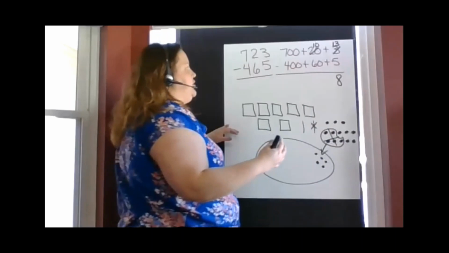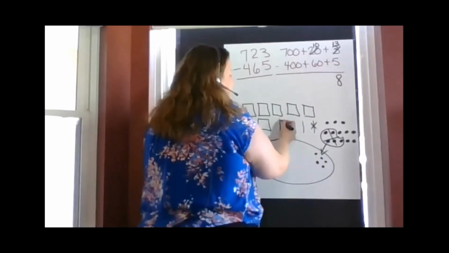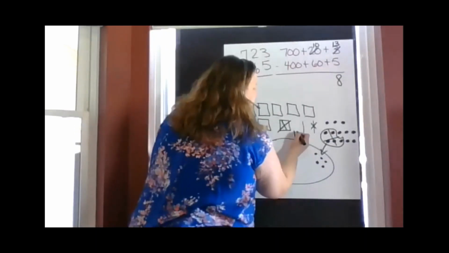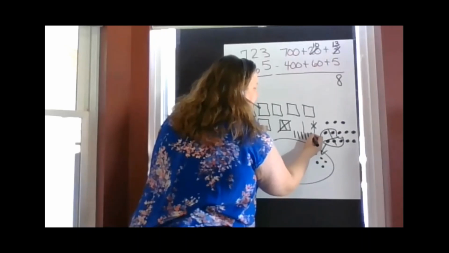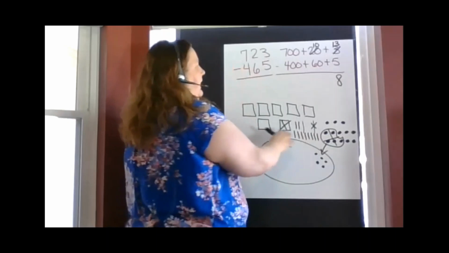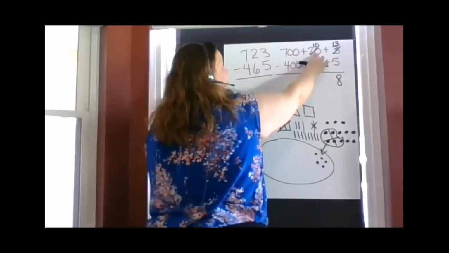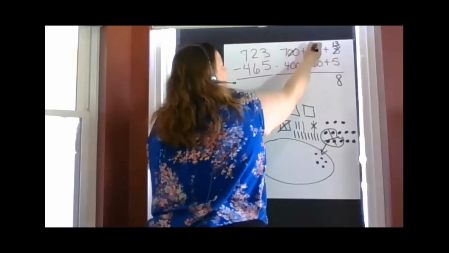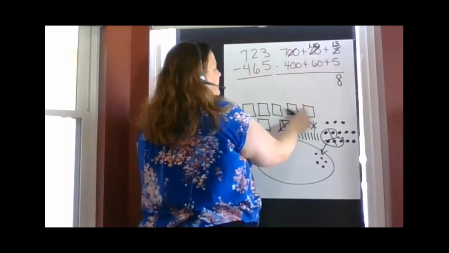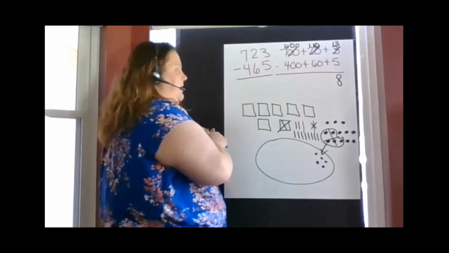So I'm going to make that trade. So I'm going to take one of these hundreds. And when I trade one of the hundreds, I'm going to get 10 tens. So 1, 2, 3, 4, 5, 6, 7, 8, 9, 10. I now don't have 10 here, I actually have, I traded in the 100, I have 110, and I'm still left with 600 in my hundreds blocks.